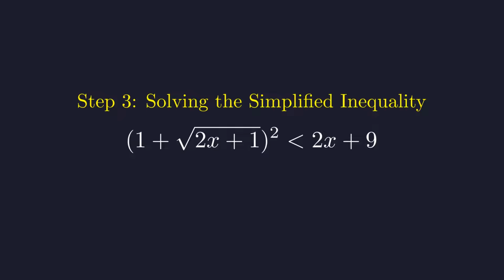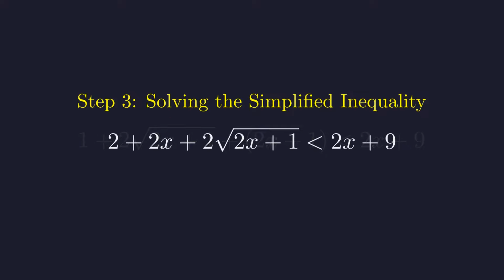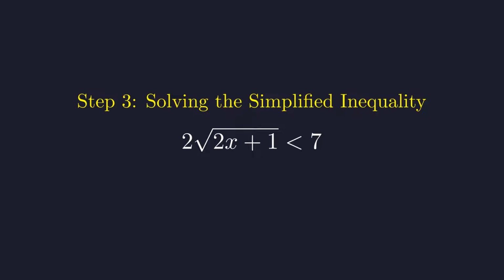Let's expand the left side and simplify. Expanding the squared term gives us 1 plus 2 times the square root plus 2x plus 1. Collecting like terms, we get 2 plus 2x plus our square root term. The two x terms cancel when we subtract them from both sides. This leaves us with a much simpler inequality involving just the square root. Subtracting 2 from both sides isolates the square root term. Dividing by 2 gives us the square root of 2x plus 1 is less than 7/2.